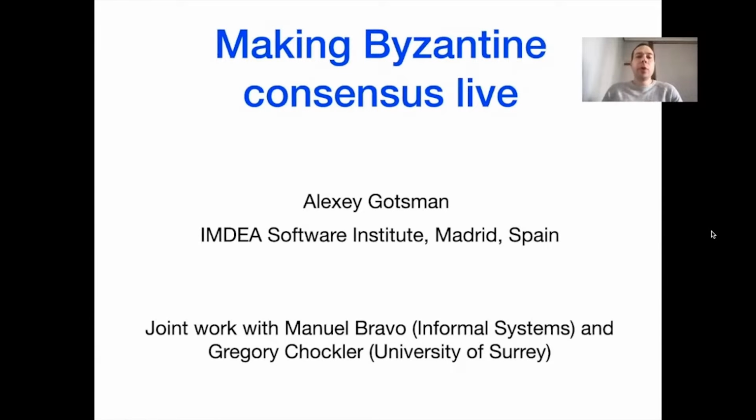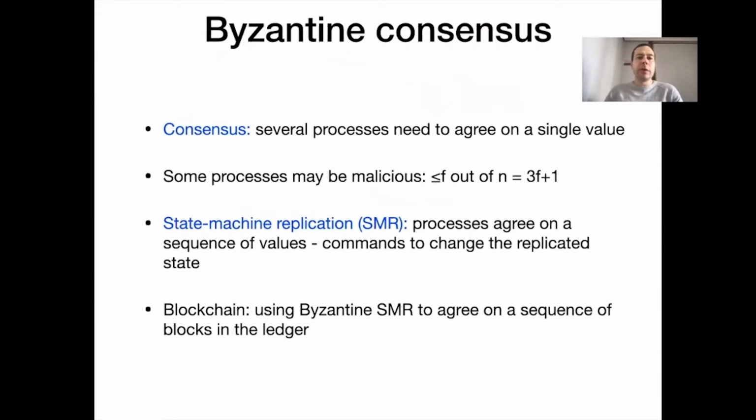Hello, I'm going to be talking about making Byzantine consensus live, and this is joint work with Manuel Bravo and Gregory Chockler. Byzantine consensus is a classical problem in distributed computing where several processes need to agree on a single value. And the word Byzantine means that some of these processes may be malicious, at most f out of the total of 3f plus 1.